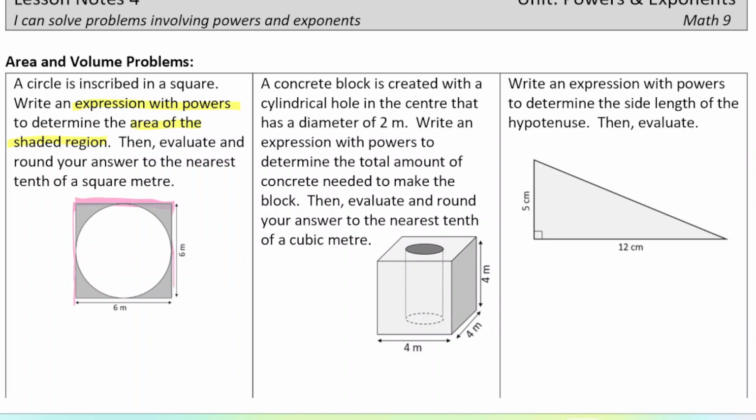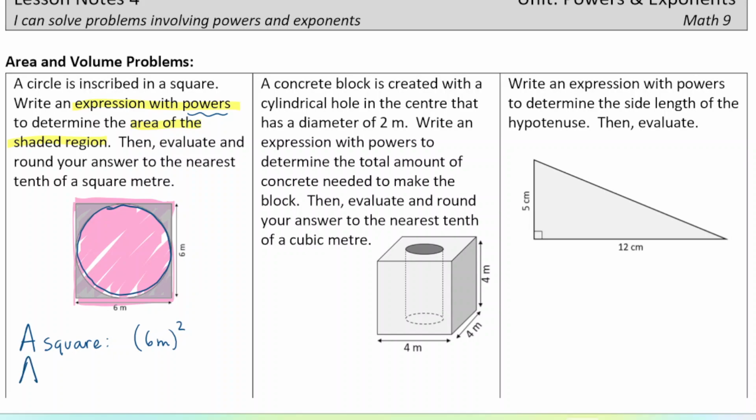I'm going to use highlighters here to show. So the area of the square would be all of this, what I'm highlighting in pink. And then we'd want to subtract the circle from that. So let's do the square first. So the area of the square would be 6 meters times 6 meters. So we could write that, it says to write it with powers. Because I'm multiplying 6 twice, I could write it like this, 6 meters squared.